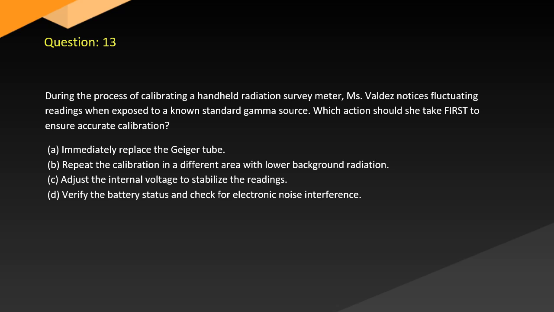Question 13. During the process of calibrating a handheld radiation survey meter, Ms. Valdez notices fluctuating readings when exposed to a known standard gamma source. Which action should she take first to ensure accurate calibration? A. Immediately replace the Geiger tube. B. Repeat the calibration in a different area with lower background radiation. C. Adjust the internal voltage to stabilize the readings. D. Verify the battery status and check for electronic noise interference.